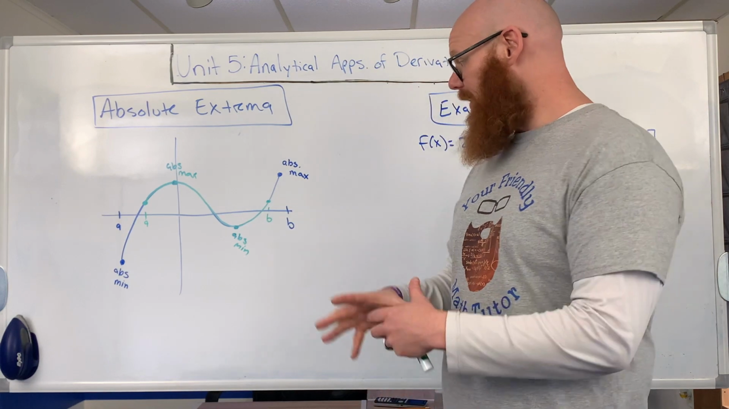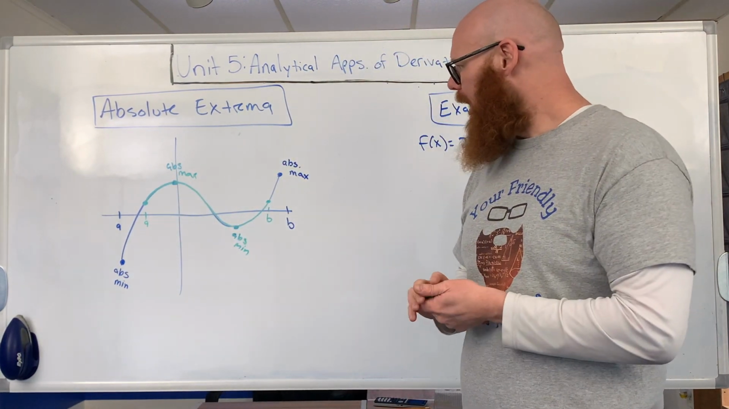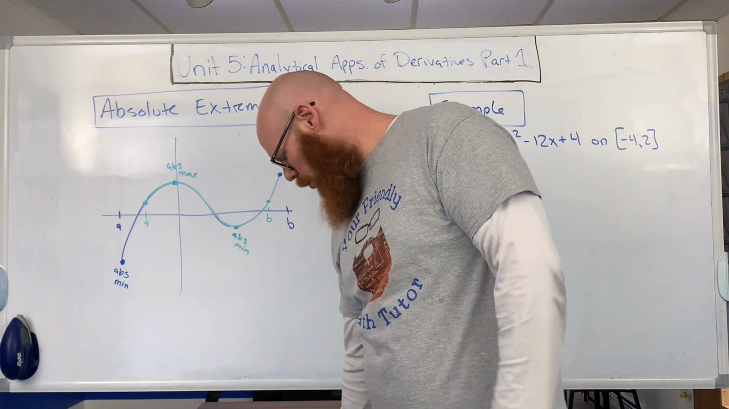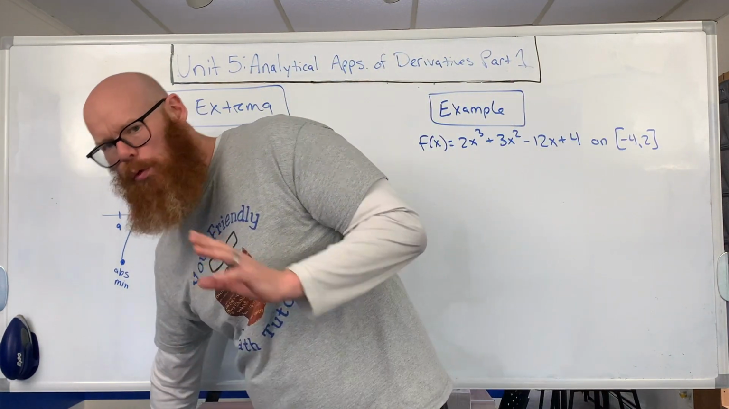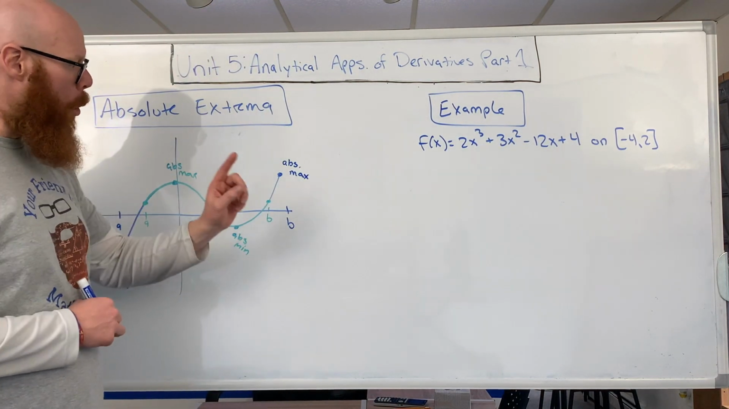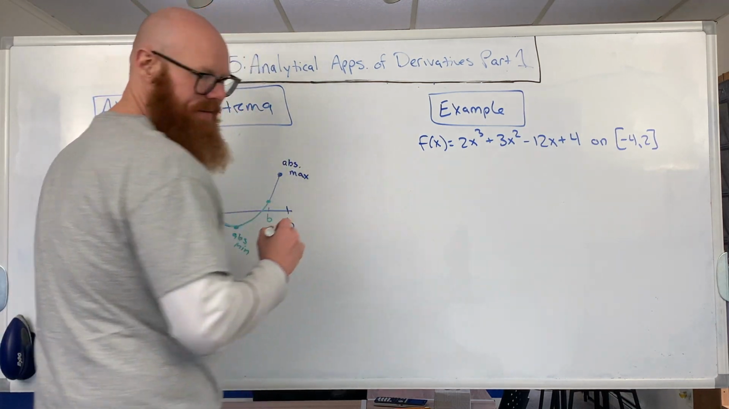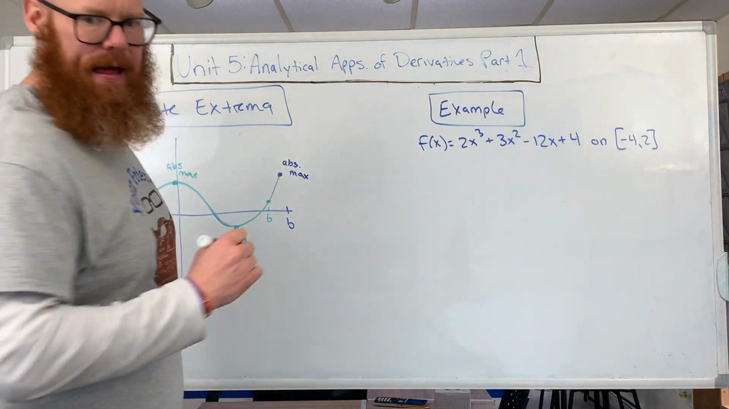So basically the whole point of this is, if you just imagine messing with the interval, an absolute maximum or minimum can only occur at a critical number or an endpoint. So it leads to something called the candidates test. All right.